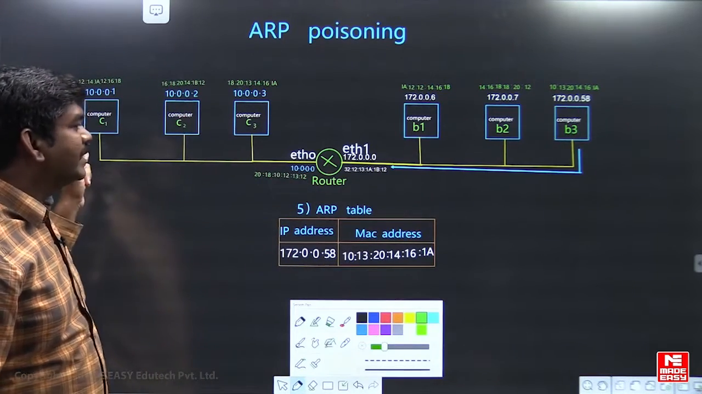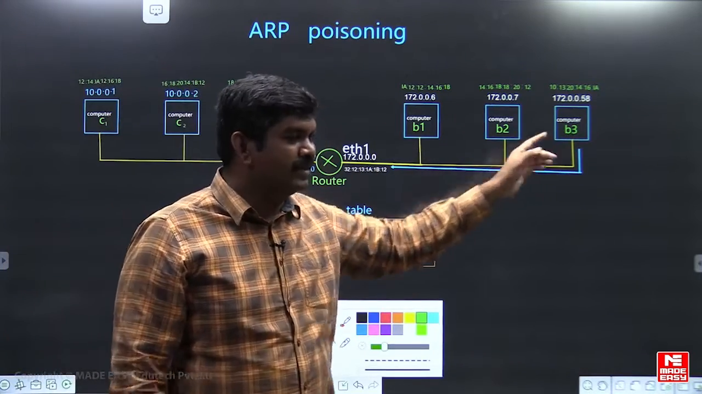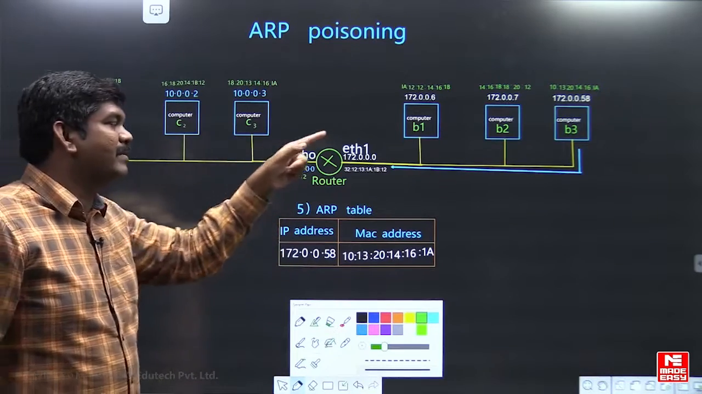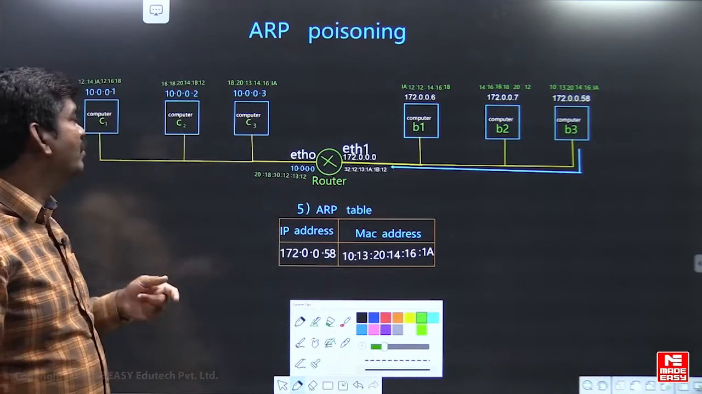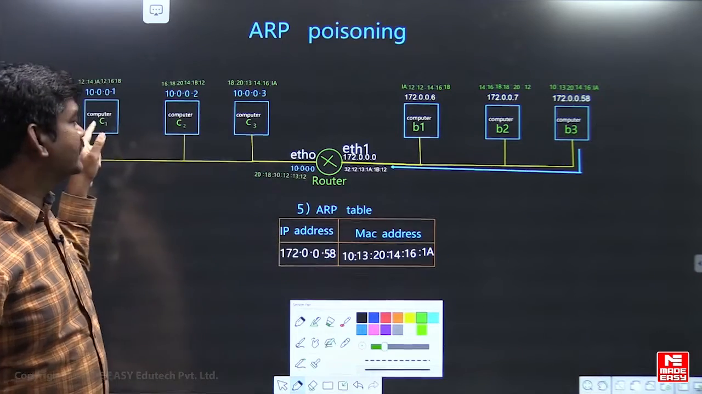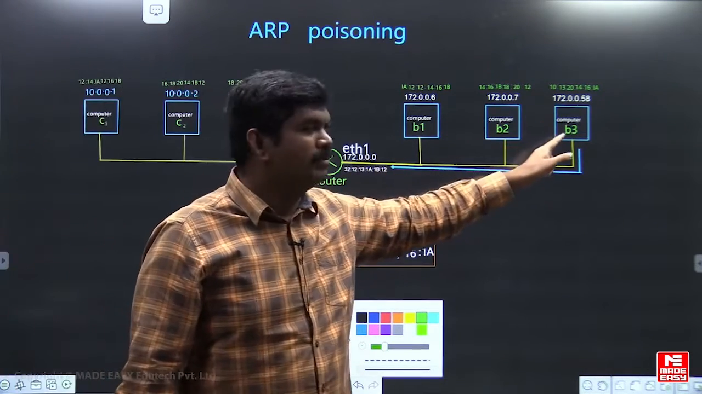So C1 is thinking that he has got the MAC address as well as the IP of B3, but truly what is happening is that this hacker has given his MAC address along with that IP. So from that time onwards, this computer C1 will be communicating to the hacker, but he is under a wrong illusion that C1 is communicating to B3.